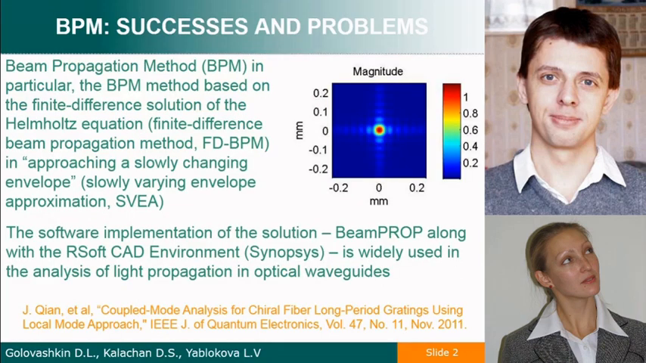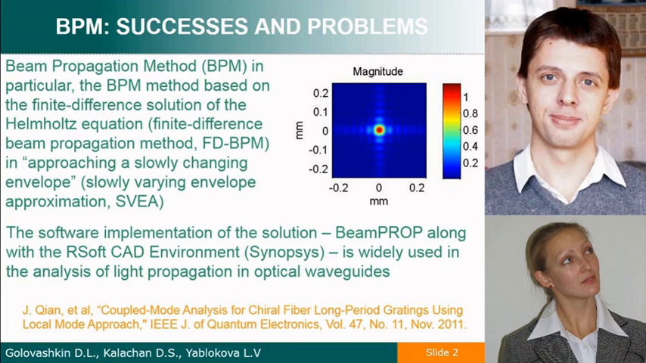The development of computer optics combines the fields of computing and optical technology, and is usually associated with improvement in the methods of production of optical elements and methods for their calculation and analysis. One such method is the beam propagation method, in particular the BPM method based on the finite difference solution of the Helmholtz equation, the finite difference beam propagation method in the slowly varying envelope approximation.